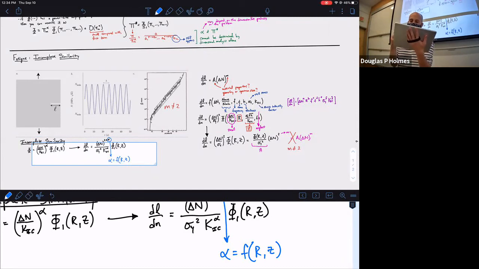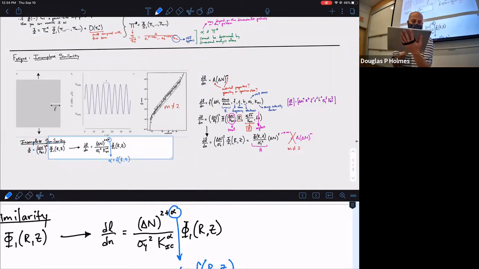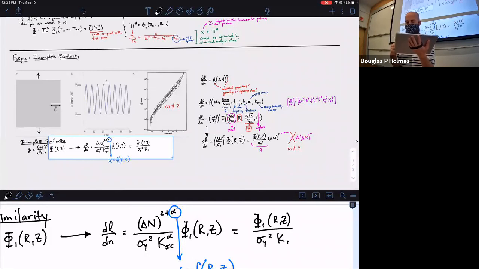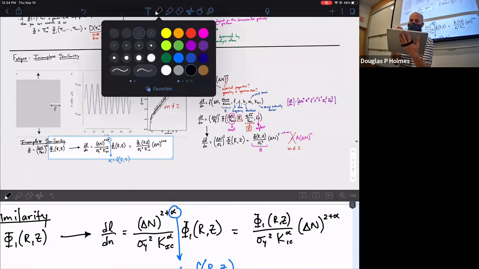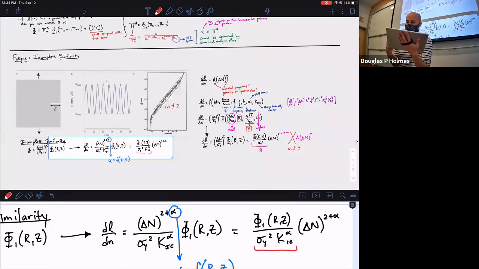To put this maybe back in the notation that looks similar to the scaling from before, and just basically rearranging variables here, I can write that dl/dN will look like phi 1 of R and Z over sigma y squared K_IC to the alpha times delta N to the 2 plus alpha. This is just a rewriting so that it looks more like the form we had before, where we'll say this quantity is now A, and this quantity is now M.